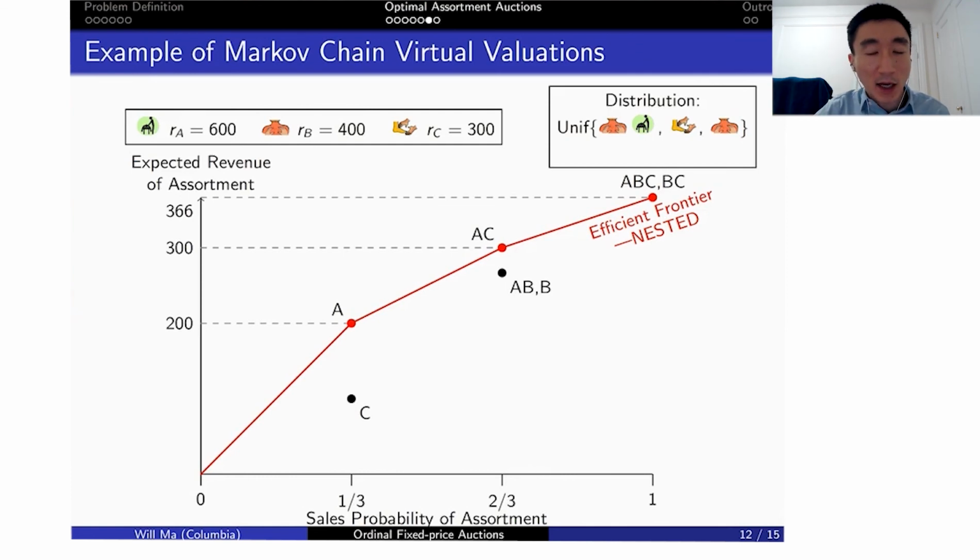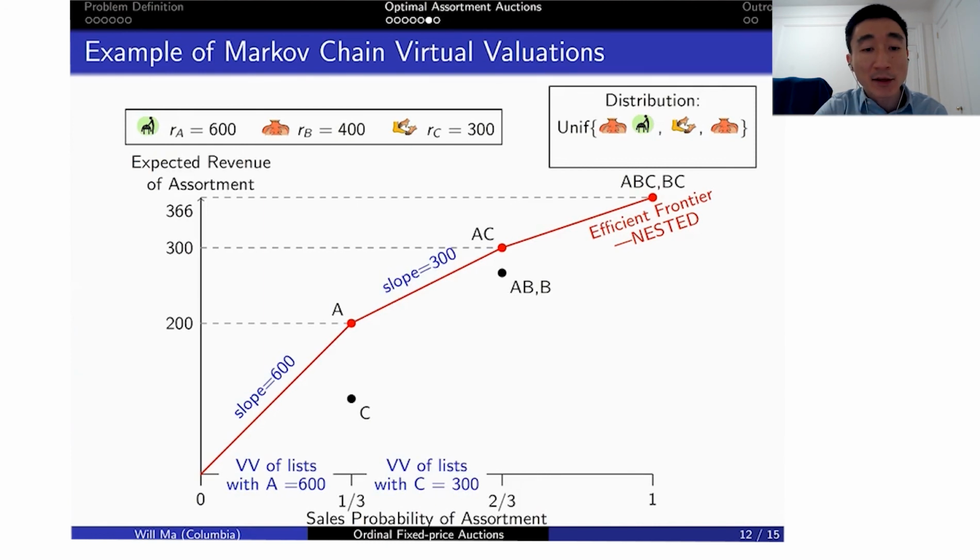And then the virtual valuation of a list, what we do is we look at the slope of the revenue curve. Initially, the slope in this example was 600, and the item on the assortment corresponding to this is A. So we're going to define the virtual valuation of any list that's willing to purchase the most expensive product A to be 600. And then we continue. If someone is not willing to purchase A, but willing to purchase C, then their virtual valuation is 300. That's the slope of this, and so on.